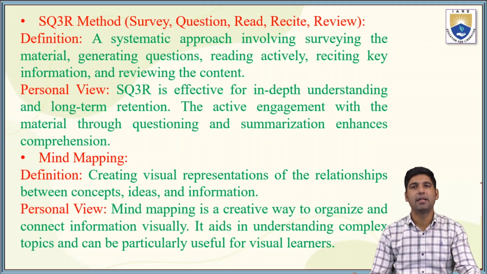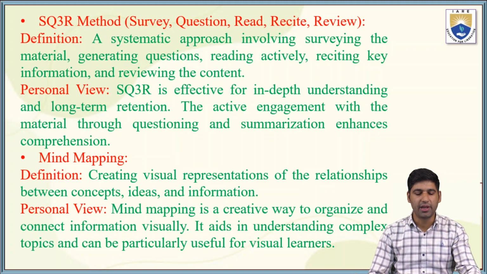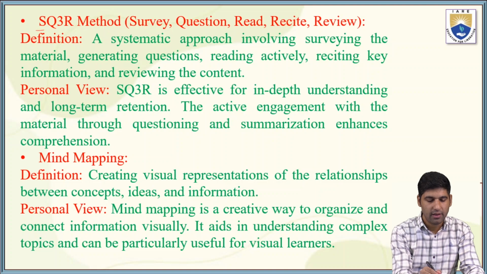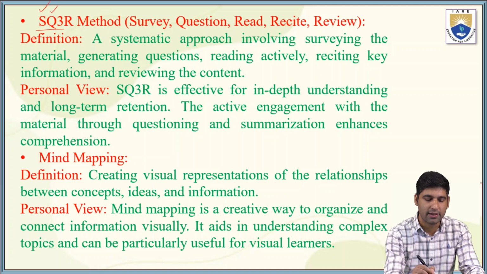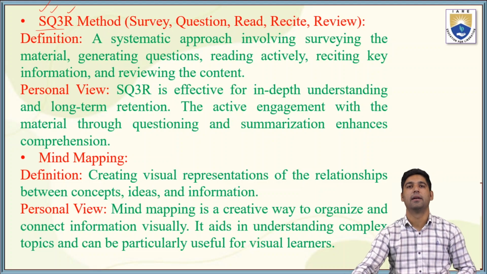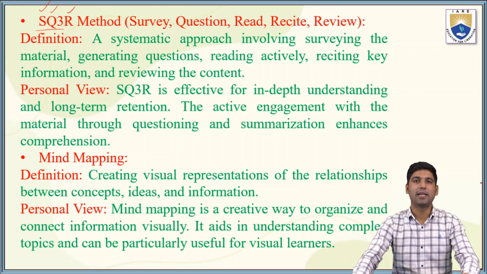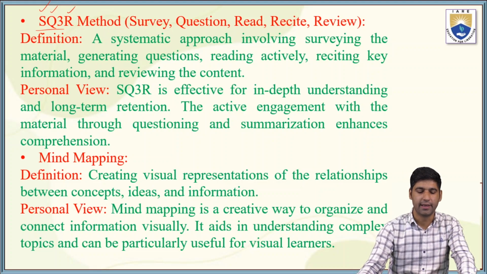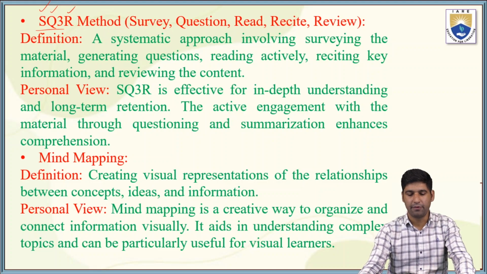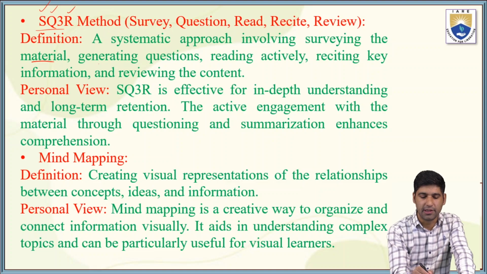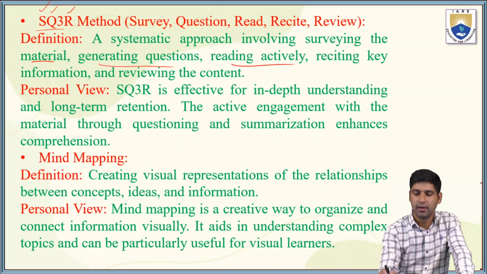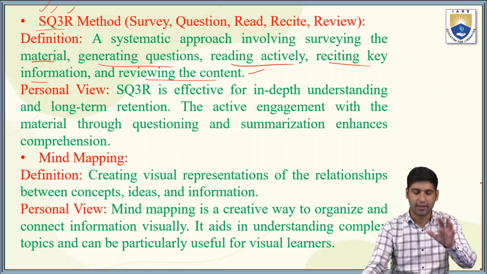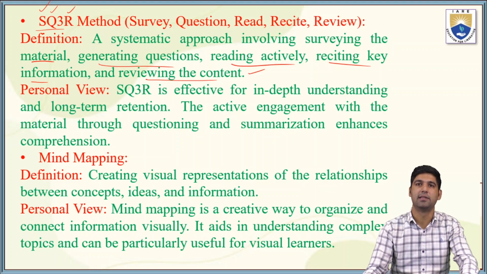Then there is another method which we call the SQ3R method. SQ3R is an acronym. There is a word which starts with S, then Q, then there are three words which start with the letter R. That's why we call it 3R. The definition of this method of reading is, it is a systematic approach which involves surveying the material, generating questions, reading actively, reciting key information, and reviewing the content. The whole SQ3R method can be summed up in this definition.